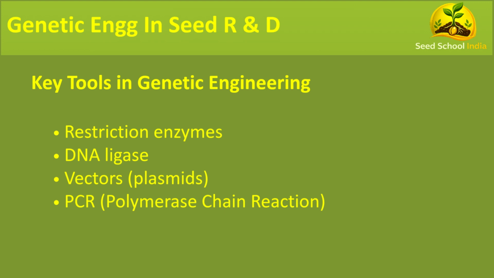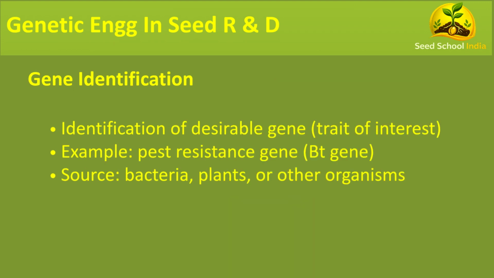The first step in genetic engineering is identifying the gene responsible for the desired trait. This involves extensive research and screening. For example, the Bt gene, derived from a soil bacterium, provides resistance against certain insect pests. Identifying such genes requires a deep understanding of genetics, molecular biology, and plant physiology.